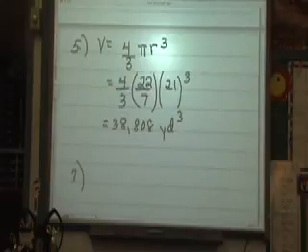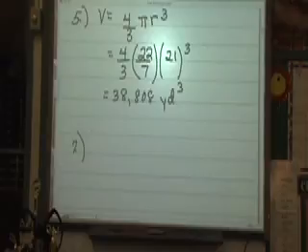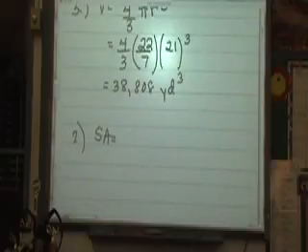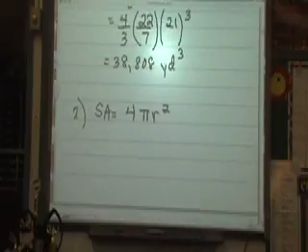7. You have the radius of a basketball is given as 12 centimeters. 7 is find its surface area. 8 is find its volume. So 7, we're finding the surface area. Sarah, what's the formula for surface area? SA equals 4 pi r squared. 4 circles. The area of 4 circles. 4 pi r squared.